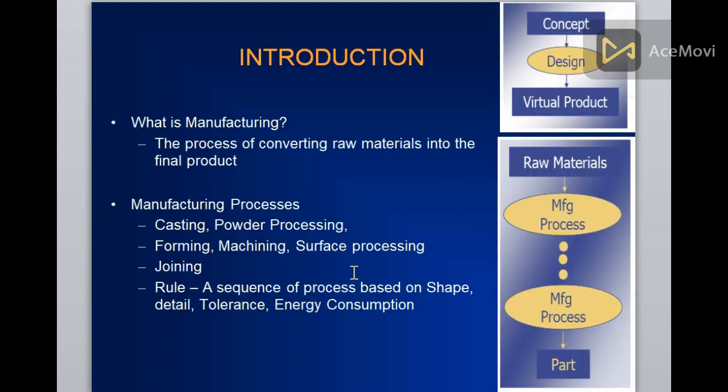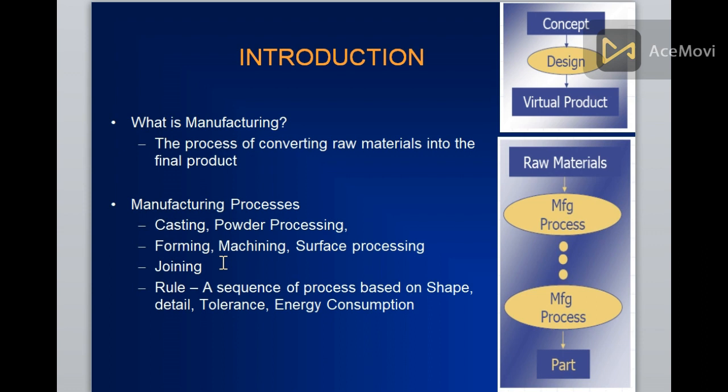First of all, the question arising here is: what is manufacturing? It is a process of converting a raw material into the final product. For example, there is a product, a metal, it's an expensive thing, but when we apply processes and machinery on it, it becomes more expensive. Why is this happening? This is due to a manufacturing process. Manufacturing processes include casting, powder processing, forming, machining, surface processing, and joining.